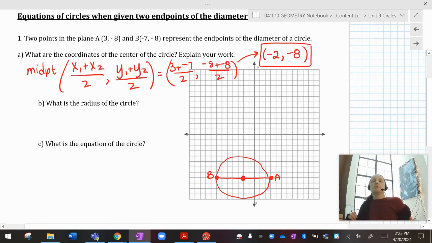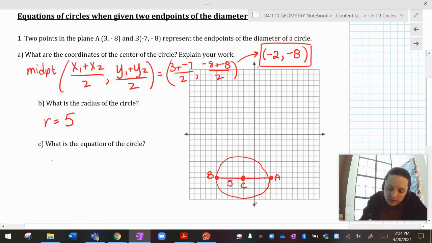Now, if you're thinking, Mrs. Weber, did I really need to do all that? I could have just counted it. You're right, you could have just counted it. If your diameter is on a graph, feel free to count and find the middle. I am 100% okay with that. I'd say 1, 2, 3, 4, 5, 6, 7, 8, 9, 10 across. So if I go 5 across, I would have my center. And hey, I just found the radius. 5 across got me my radius.